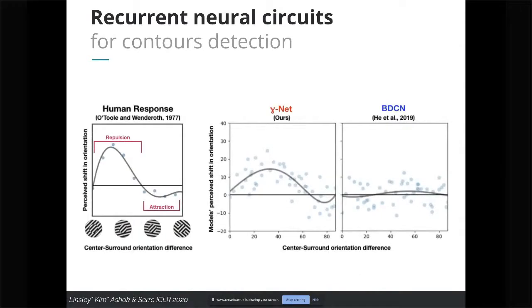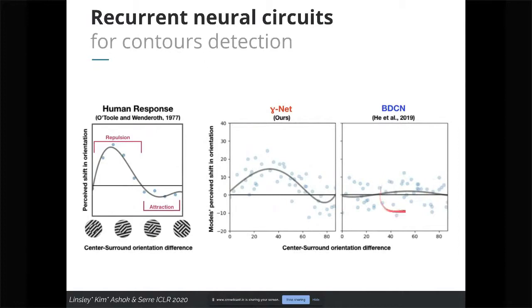Now, going back to our original question about the role and whether the tilt illusion is a bug or a feature, I should point out that we ran the same psychophysics experiment on this recurrent neural network optimized for contour detection. We find a qualitatively good fit with human data. I should point out that the effect is actually much stronger in the model than it is in humans. It's one order of magnitude larger.